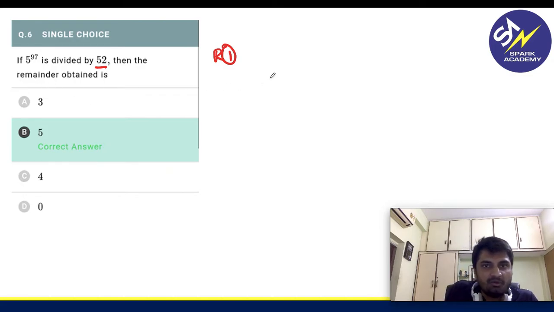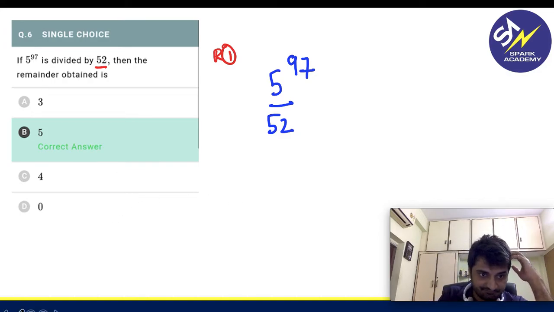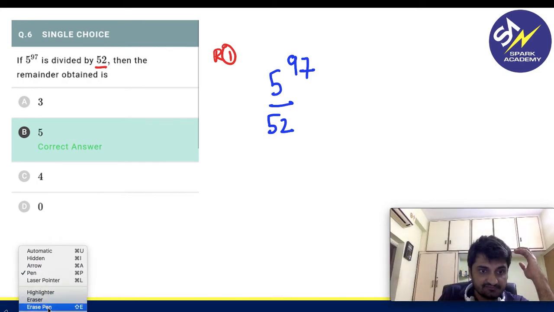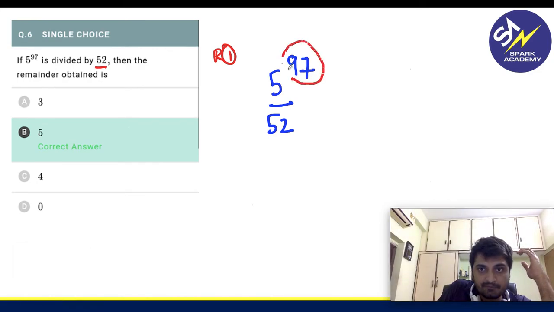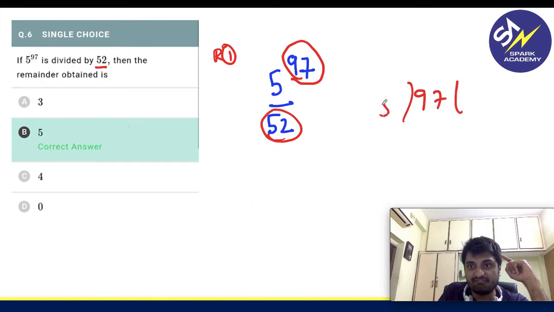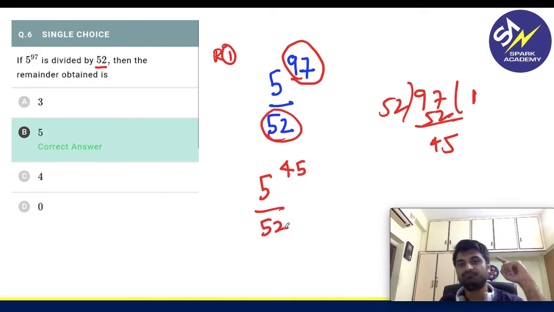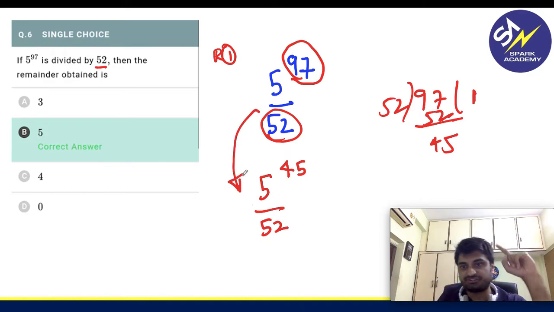Okay. Now, remainders, 5 power 97 divided by 52 is what you're doing, right? Whenever you have remainders, what you can do is, you need to first check the power. Is it greater than whatever you are dividing, the denominator? Power is greater, right? So as the power is greater, first I will divide 97 with 52. 52 ones are 52. Remainder, you are getting it as 45, right? So basically I can write 5 power 45 divided by 52. So I can transform it like this, which is your step 1.